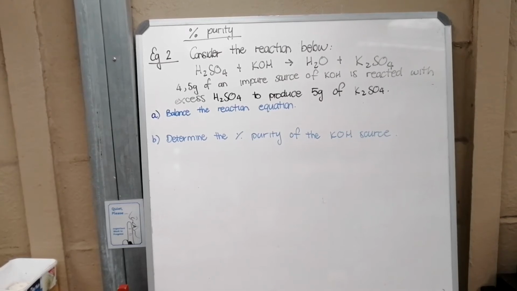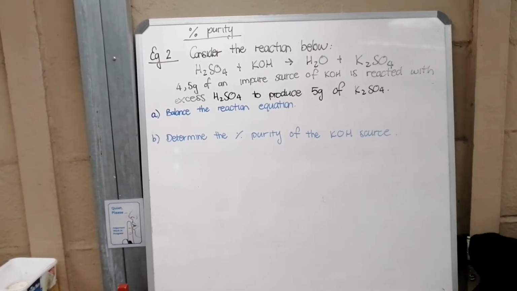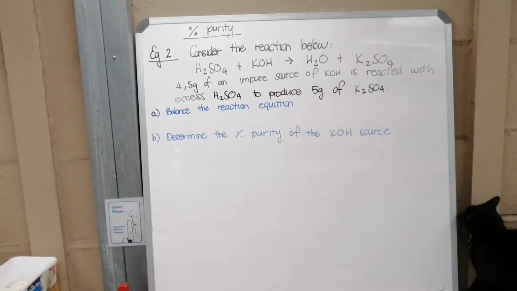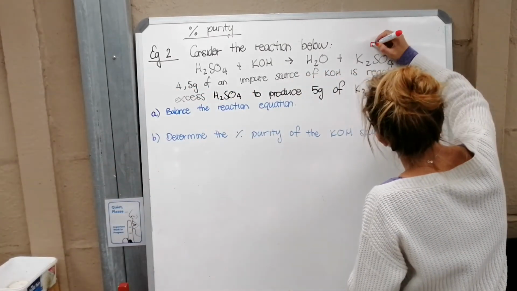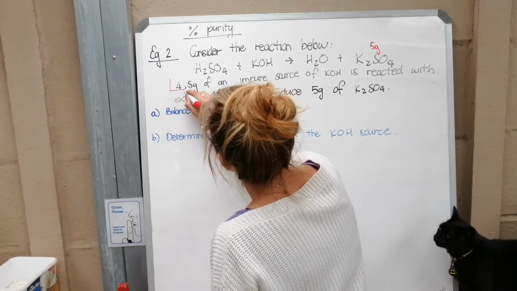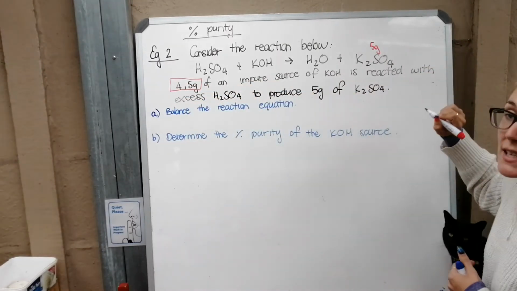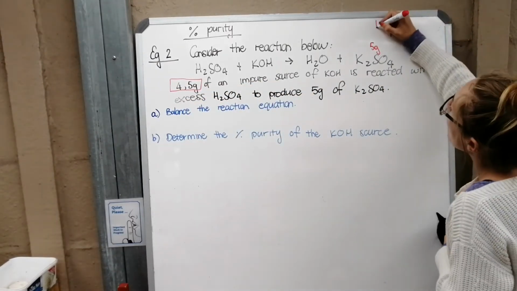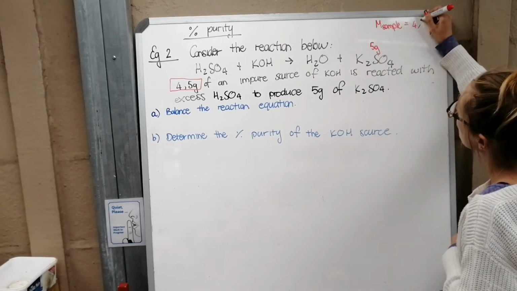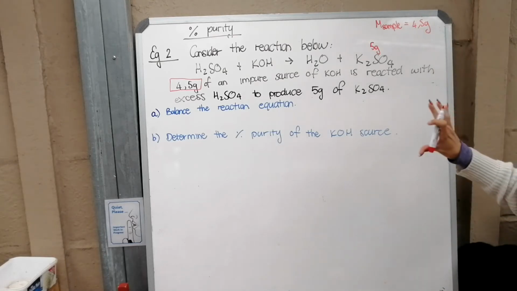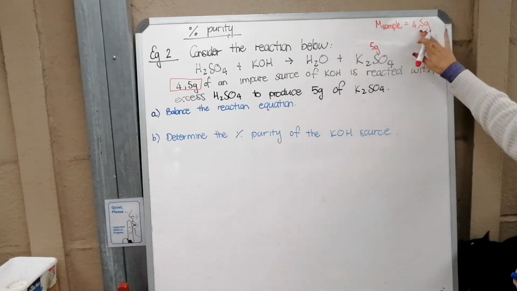Okay, and it says it's reacted with excess sulfuric acid to produce 5 grams of potassium sulfate. So reminder, excess sulfuric acid just means we've got more than we need, we've got enough, and we're producing 5 grams of that salt, K2SO4. Okay, so we've got 5 grams of this being produced. This 4.5 grams, I'm actually going to make a note for myself immediately up in the corner here. I know the mass of my sample. Okay, the mass of my impure sample is 4.5 grams. That's the denominator in our percentage purity calculation. Okay, that's going to be that.